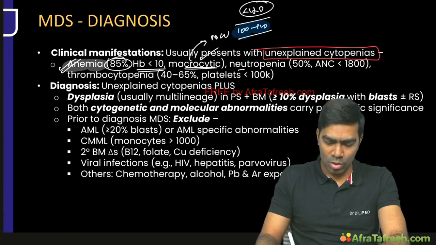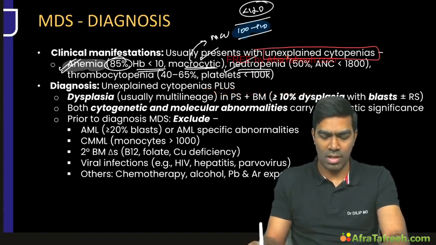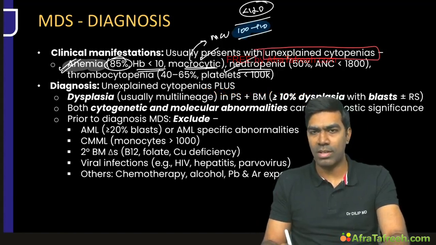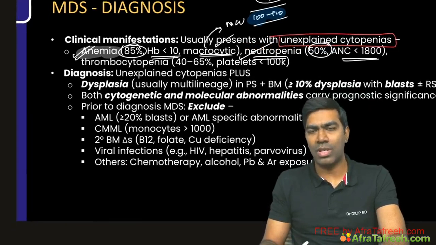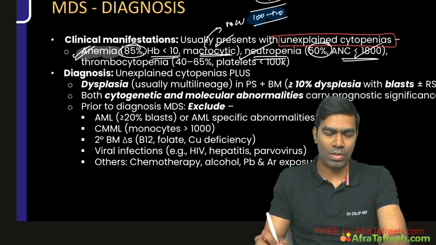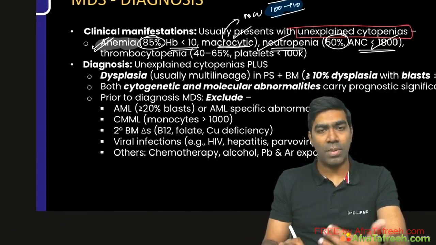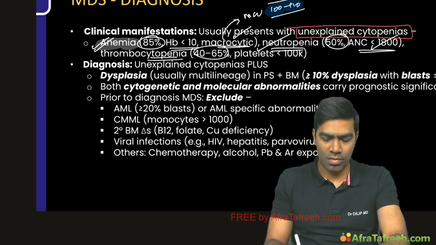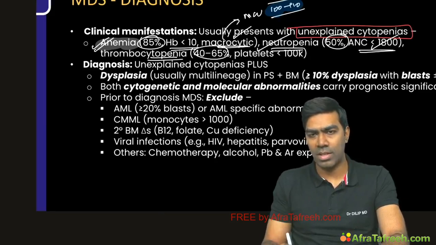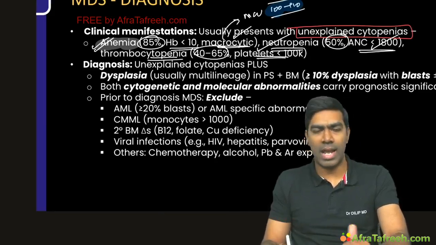And the second most common cytopenia is going to be neutropenia. In some cases, thrombocytopenia, but Harrison clearly mentions it's neutropenia. Seen in 50% of the cases approximately, which is defined as an absolute neutrophil count of less than 1,800. Some textbooks use a count of 1,500 though. And number 3, thrombocytopenia. The third cytopenia that can occur is thrombocytopenia, which can occur in 40 to 65% of the patients. And it is defined as having a platelet count of less than 1 lakh by definition.